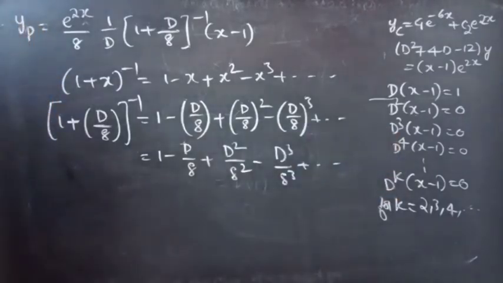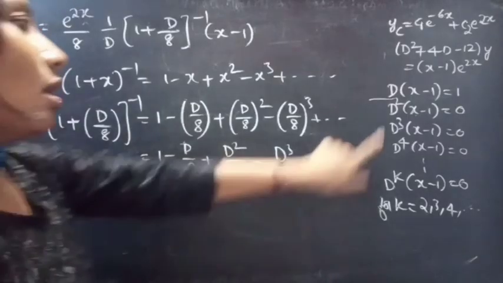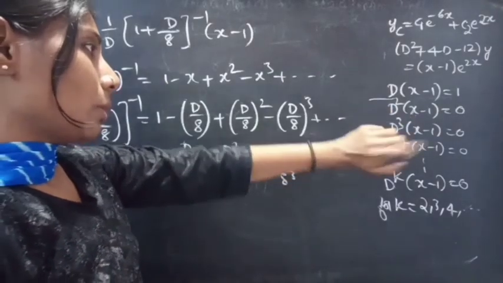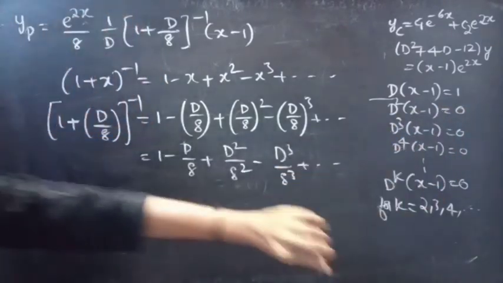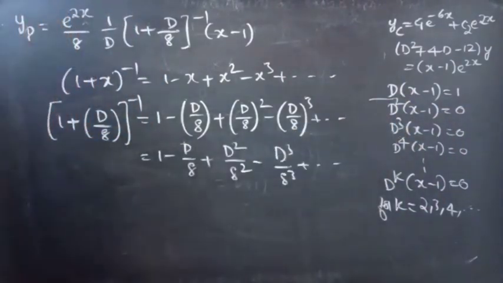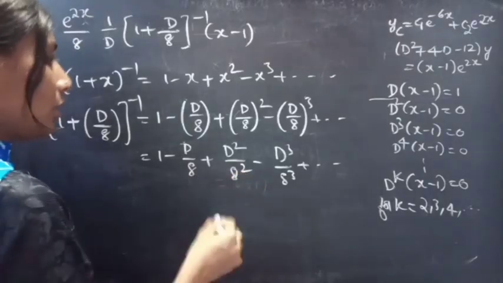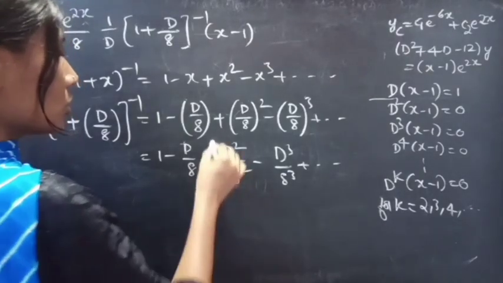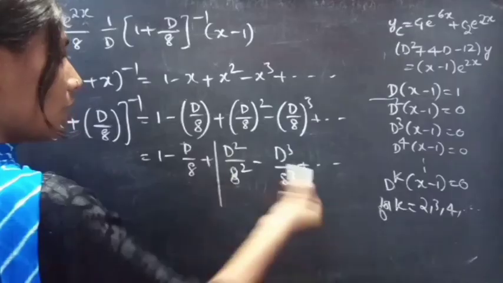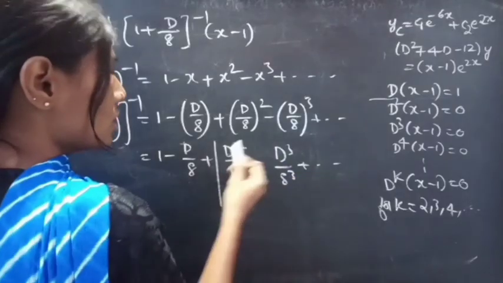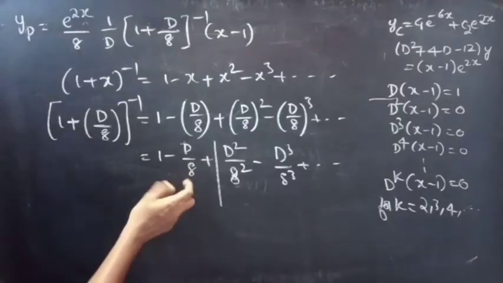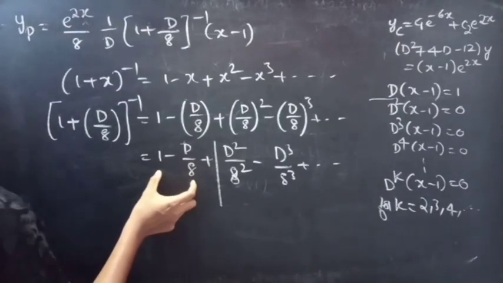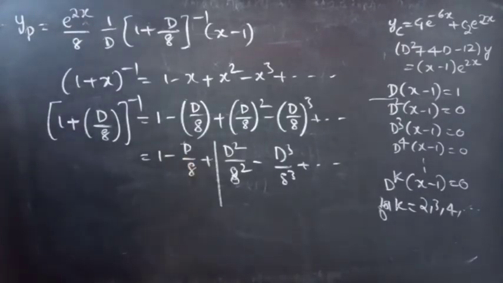plus so on, right? We know that for higher derivatives from D square, the value of the derivative of x minus 1 is 0, right? So we can neglect all the terms from here, because from here we are having higher derivatives D square, D cube, D power 4 and so on, right? So we'll take only the first two terms.